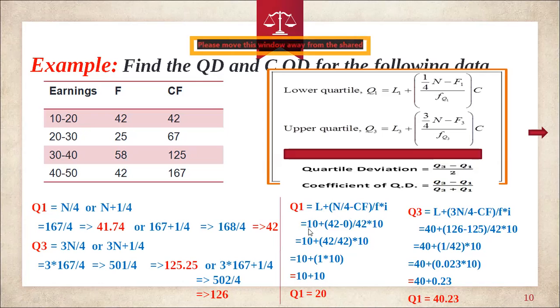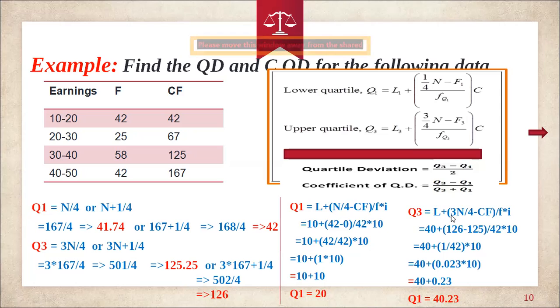So here it is equal to 10 plus 42 minus 0, 42, divided by 42 into 10. So 42 by 42 is 1, 1 into 10 is nothing but 10. So when you add it, 10 plus 10, 20. The quartile one is 20. Then we can find the quartile third also the same way.